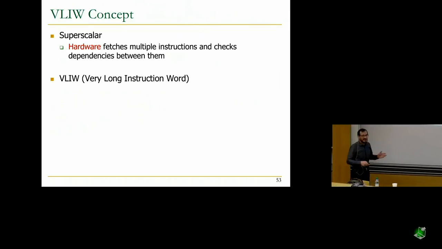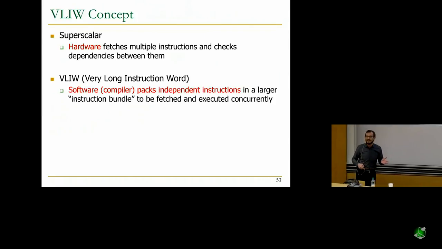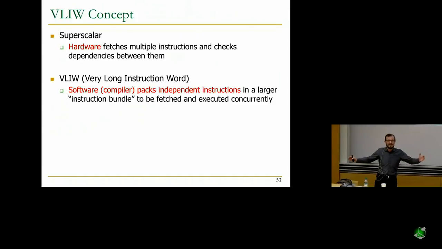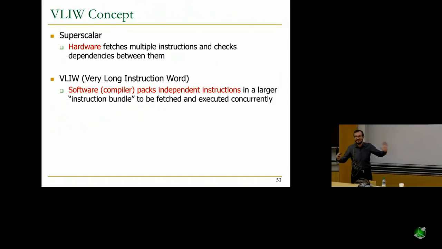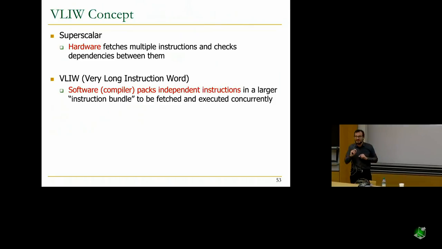VLIW idea is essentially the same. You can fetch multiple instructions, except the compiler packs independent instructions together such that the hardware doesn't need to do anything. That's the idea. Well, anything meaning actually it doesn't check the dependencies, right? Basically, the software compiler or the programmer ensures that independent instructions are packed together in a larger instruction bundle such that they're fetched and they can be executed concurrently without checking dependencies across these instructions. That's the idea. Very simple, very similar to superscalar, except it differs in who does the dependency checking, as you can see.